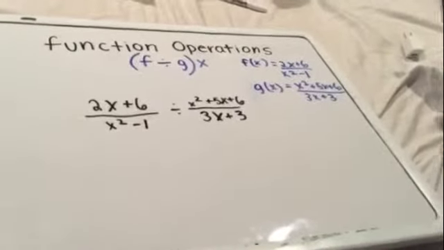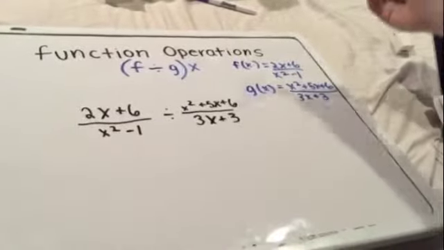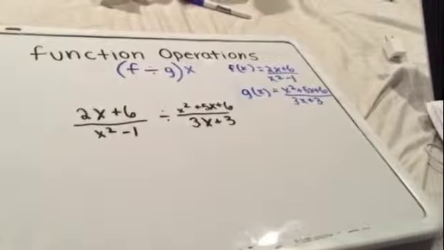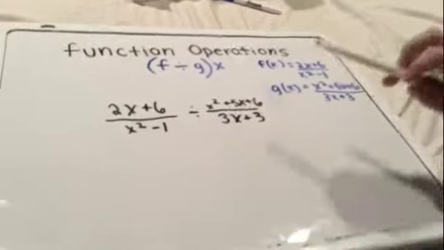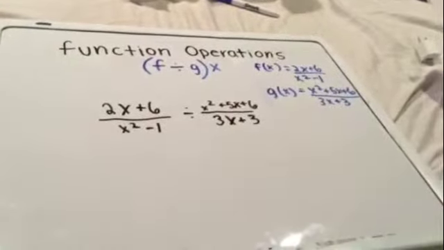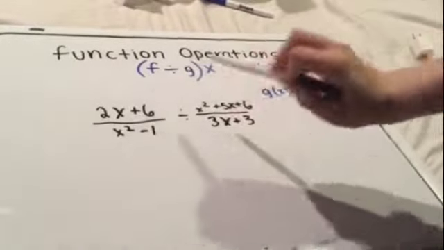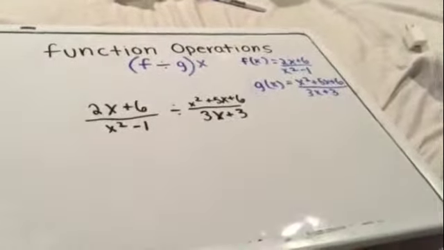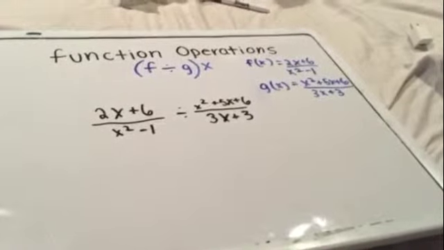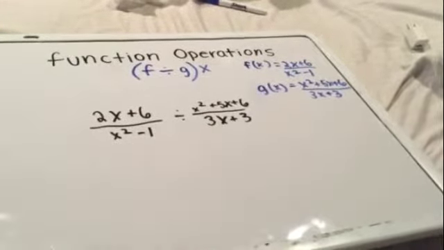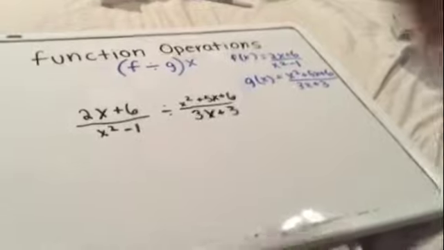Now we're going to do division, f divided by g of x. We have f of x equal to 2x plus 6 over x squared minus 1, and g of x equal to x squared plus 5x plus 6 over 3x plus 3. We set up f divided by g. In a division problem, you have to flip the second fraction and then multiply.